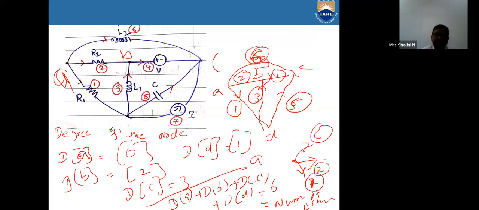In this type also they will ask for 3 marks. If they give any graph, find out the degree of the node. Okay, they ask like this. That is nothing but, the sum of the degrees of the nodes is equal to the number of branches.